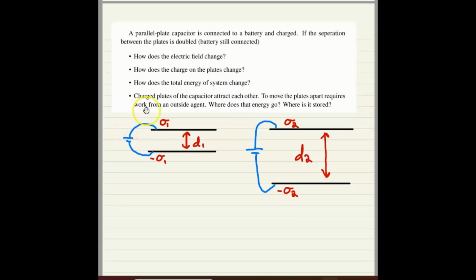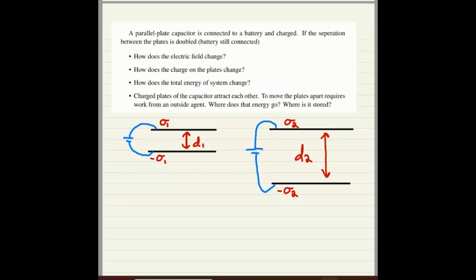And finally, charged plates of the capacitor are attract each other. To move the plates apart requires work from an outside agent. Where does that energy go? Where is it stored? There's a battery, and it's connected to a parallel plate capacitor. There's a positive charge density on the top, a negative charge density on the bottom, and there's some distance separating these two plates. Now this distance is changed. Someone takes these two plates and makes the distance bigger, and then we're going to answer these questions.